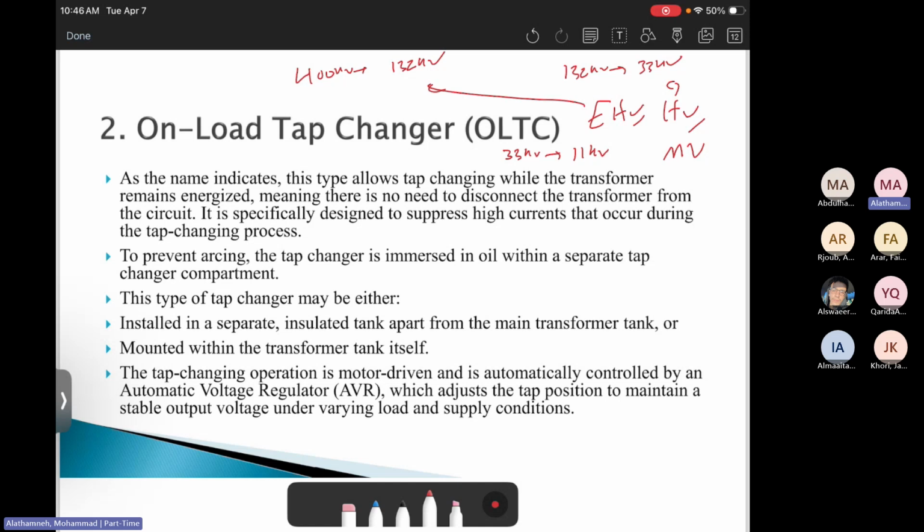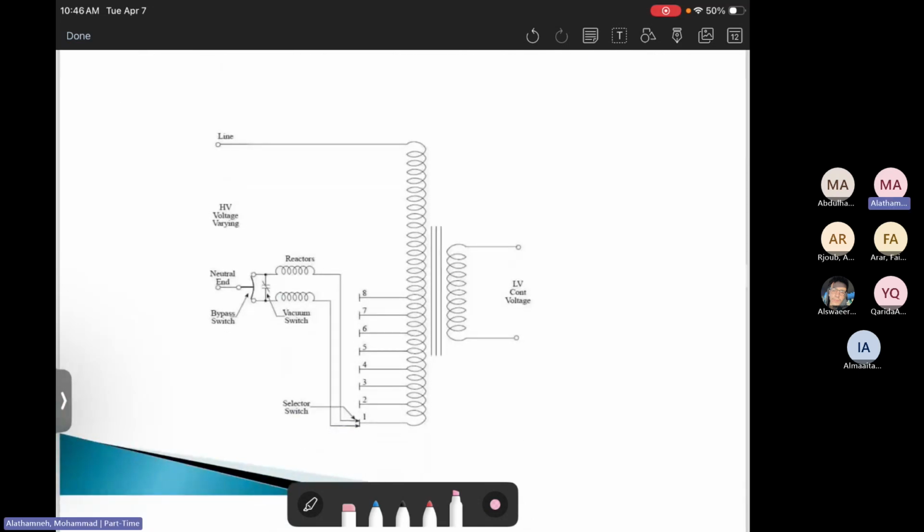So this is, again, done automatically and controlled through something we call an automatic voltage regulator, AVR. So the AVR will automatically adjust the position to maintain a stable output voltage under varying load and supply conditions. Okay, so it will be automatically adjusted. Nobody will do this. It's being programmed to maintain a constant voltage level. Here's how it looks like.